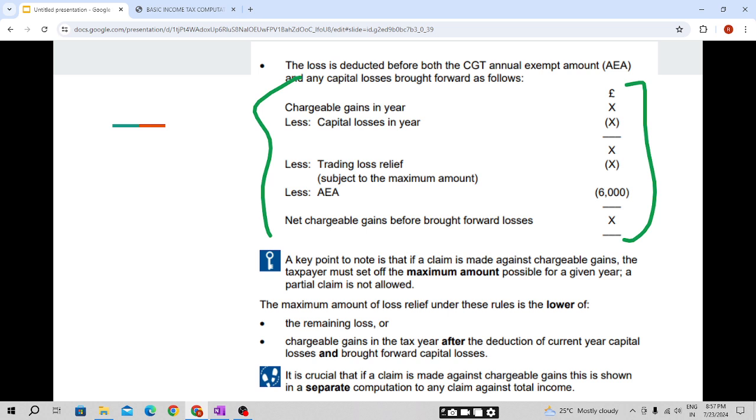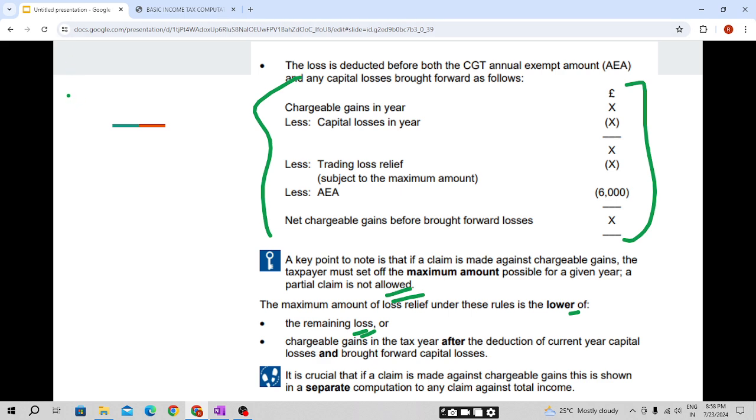This is why we are learning to calculate the maximum amount, the maximum chargeable gains which is eligible for loss relief. A key point to note is that if a claim is made against chargeable gains, the taxpayer must set off the maximum amount possible for a given year. A partial claim is not allowed. So here also no partial claim. The maximum amount of loss relief under this rule is the lower of the remaining loss or the chargeable gains in the tax year after the deduction of current year capital loss and brought forward losses.